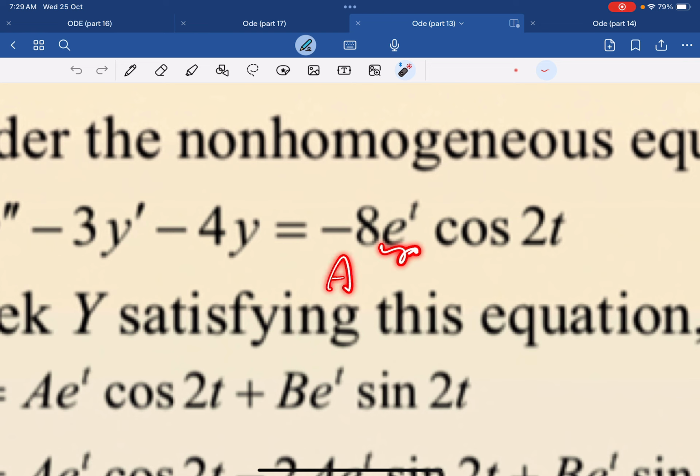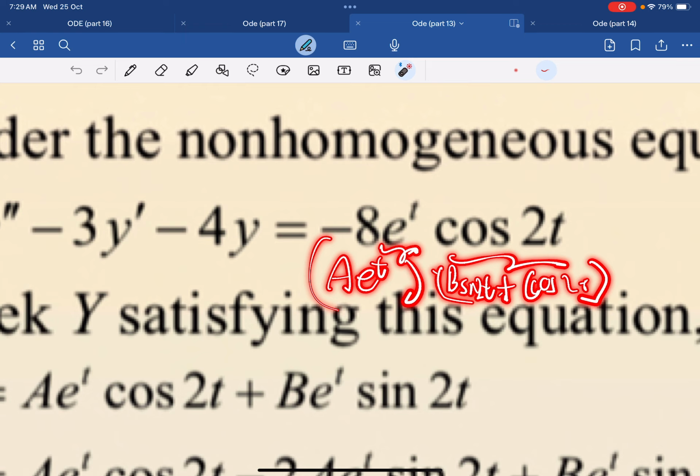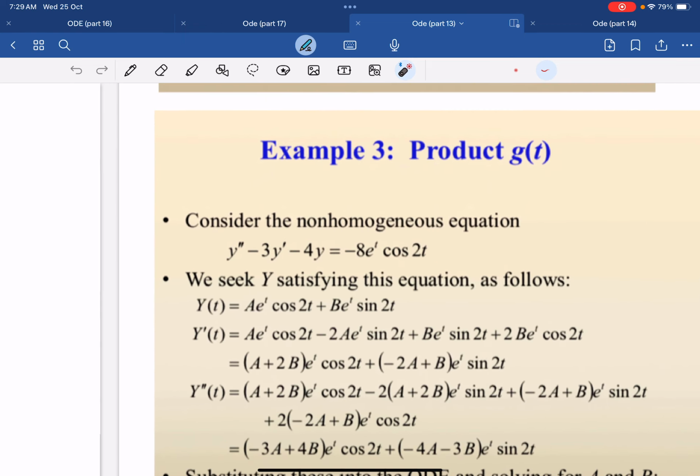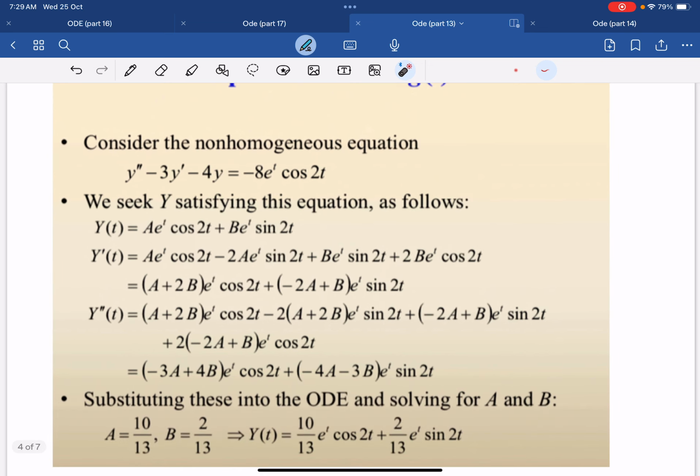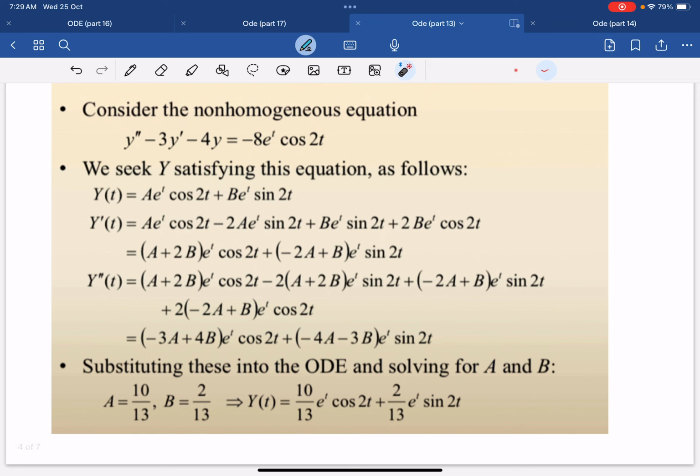This exponential will be a e^t. This cosine will be b sine 2t plus c cosine 2t. Then you multiply this and this together, and then you actually obtain this solution. So in that case, we just need to differentiate twice, and then you substitute both into this non-homogeneous case and see that you're able to solve for a and b. And so you actually obtain this solution in the end.